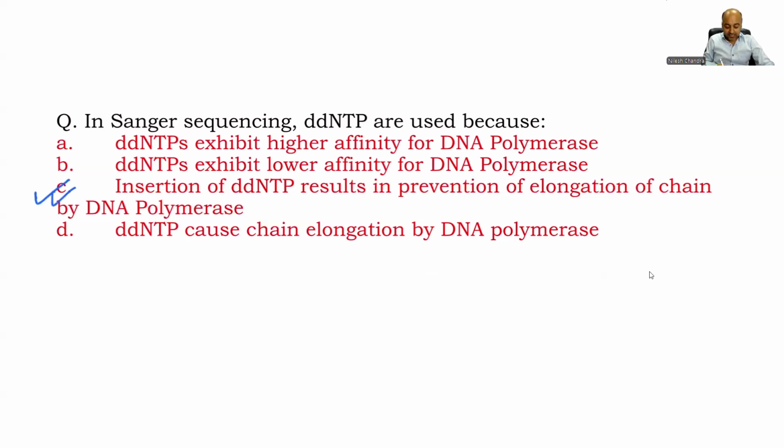Actually, the correct answer is the insertion of ddNTP results in prevention of elongation of chain by DNA polymerase, because to this nucleotide, a fresh nucleotide cannot be added. The point where the fresh nucleotide has to be added, the hydroxyl group is missing. The hydroxyl group is used for making the linkage, and when the hydroxyl group is not there, new nucleotide cannot be added. We'll talk about Sanger sequencing also in a separate video. This is still used even with the next generation sequencing with some combination to improve the yield.